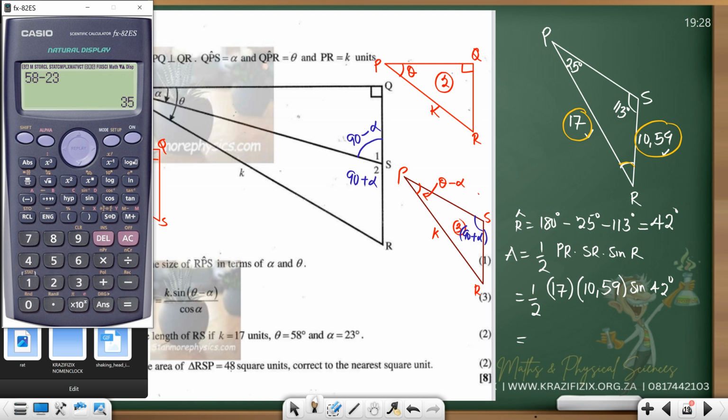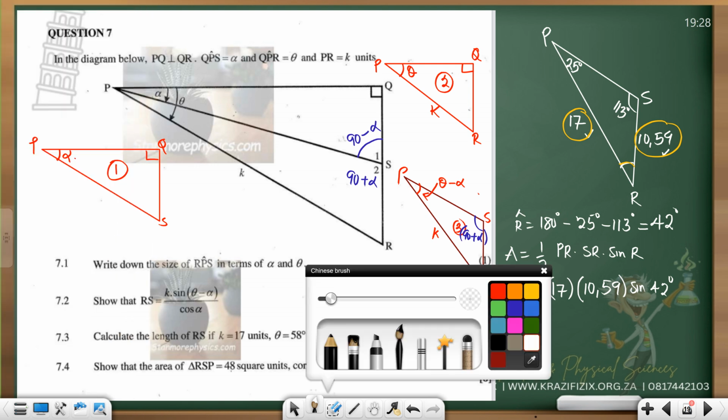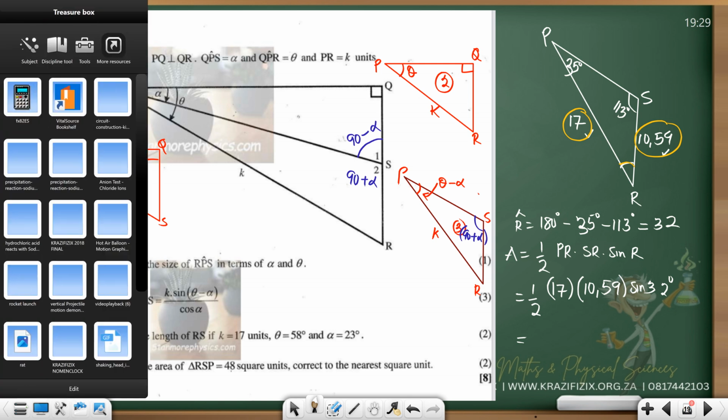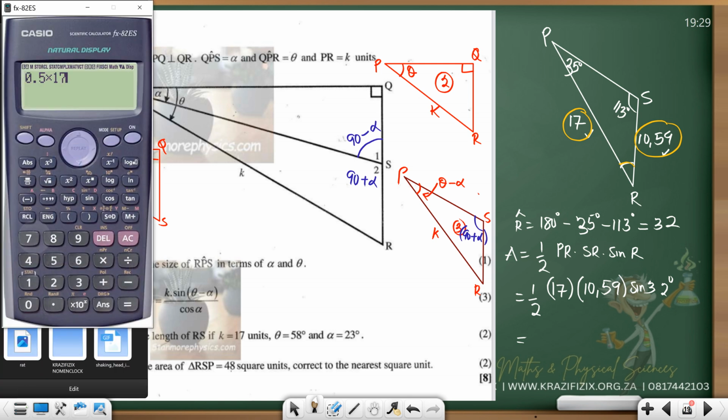58 minus 23. Oh, 58 minus 23 is 35, not 25. 35. My bad. Can we change that for me? That should be 32. All right, so let's retry that now. Zero comma 5 times 17 times 10,59 sine 32. 47,7. Rounded off to the nearest square unit, 48.